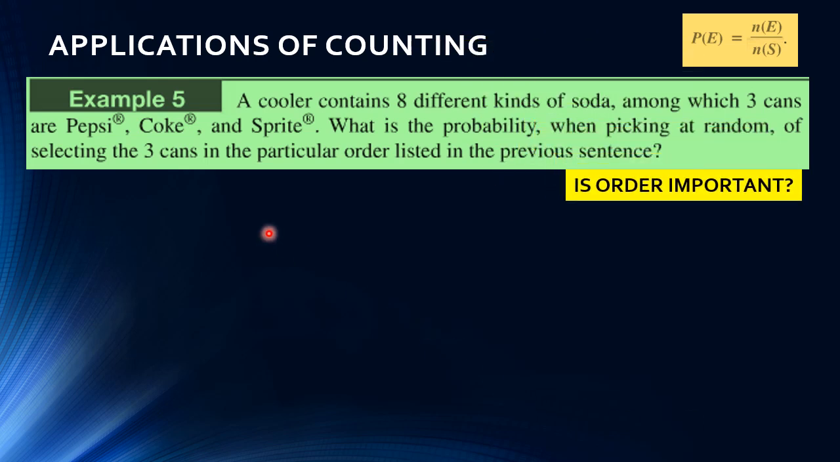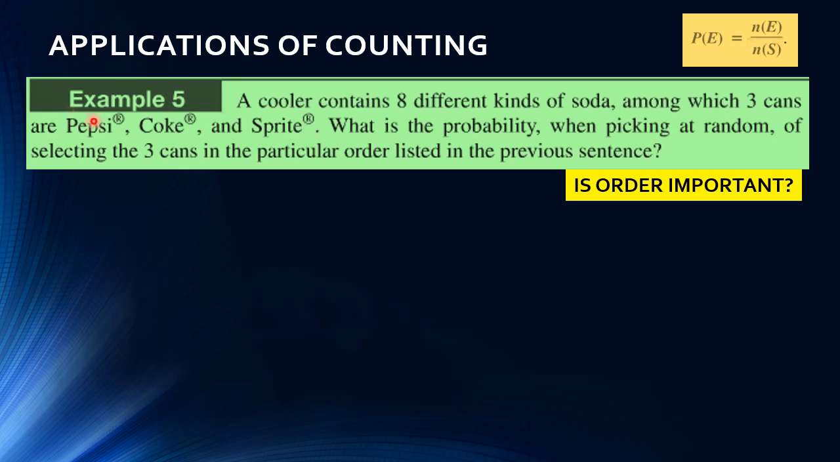Well, notice that this problem says to select them in order. So I need to pick Pepsi, Coke, and Sprite. All right. Well, if I write this down, as a hangman, I'm going to have 3 underlines. The first one needs to be Pepsi. The second one needs to be Coke, and the third one needs to be Sprite.